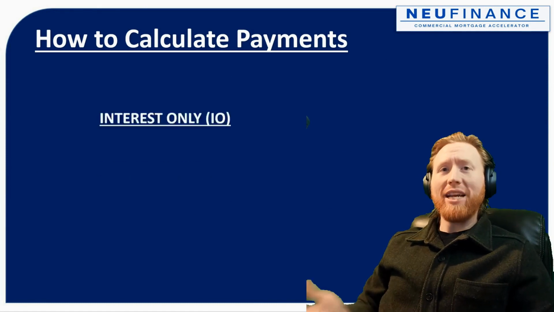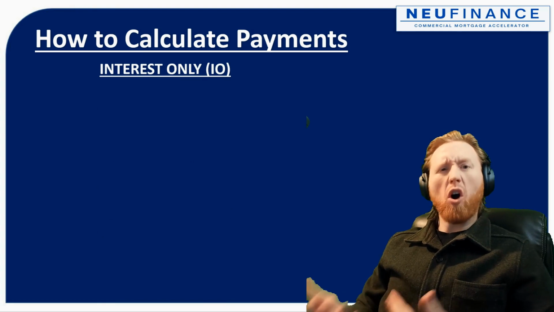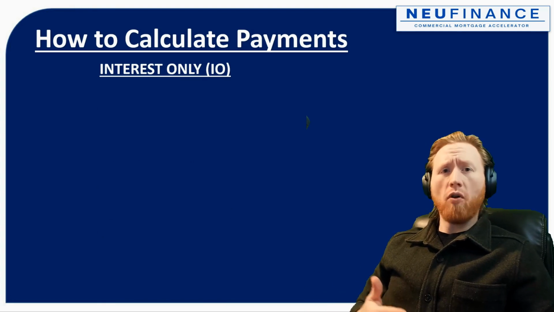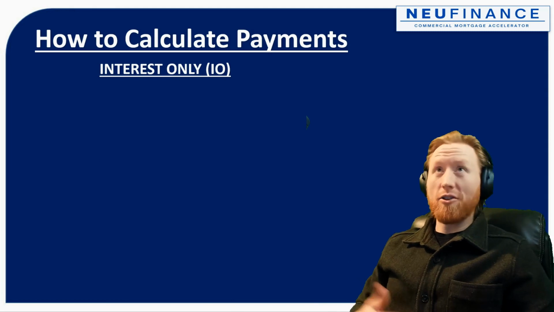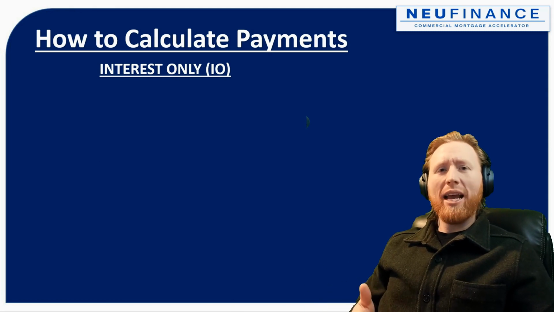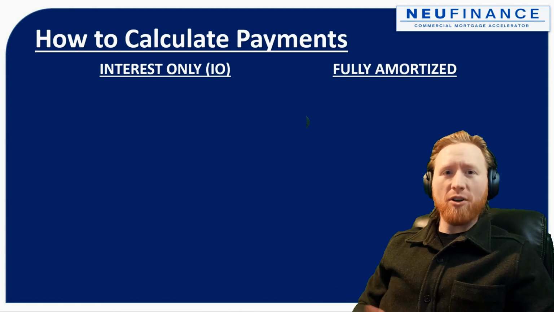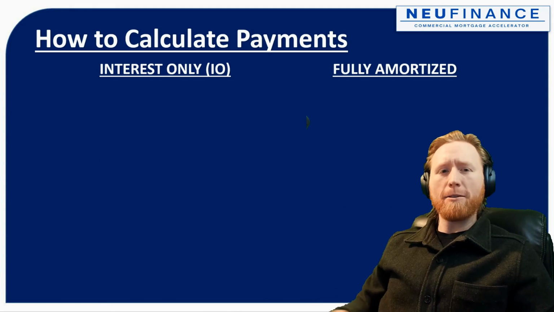First off is your interest only loan. That's like a typical hard money loan, maybe like a 12-month interest only, or maybe like a 36-month interest only bridge loan. And then you also have your traditional fully amortized note, typically around 30 years.